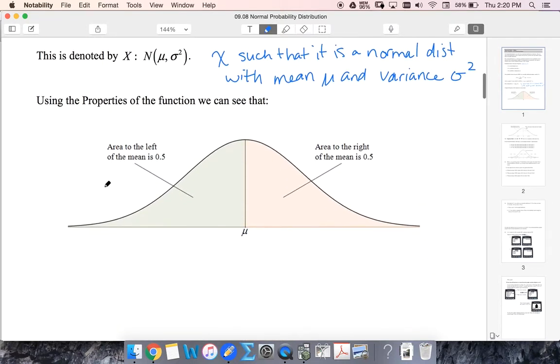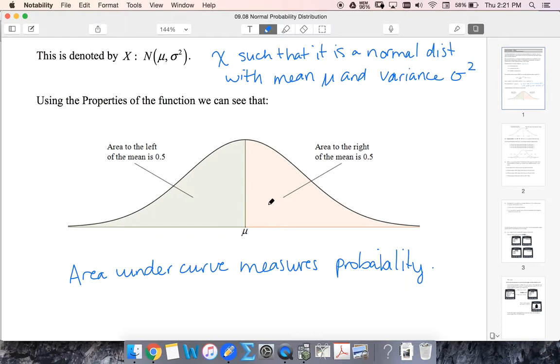All right, since it's symmetric, area to the right of the mean is 0.5, area to the left of the mean is 0.5, and area is how we measure probability. So area under the curve measures probability. That's very important. So this specific probability distribution function, the normal probability, makes this bell-shaped curve symmetric about the mean.